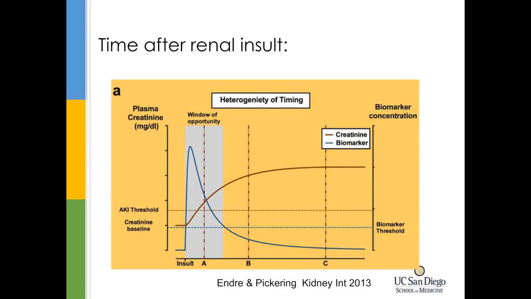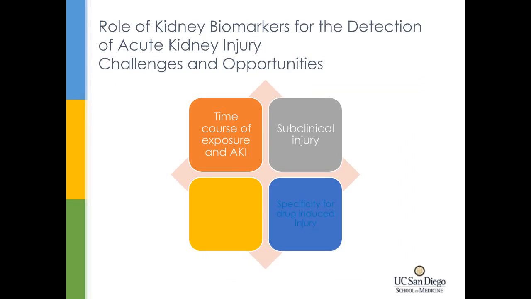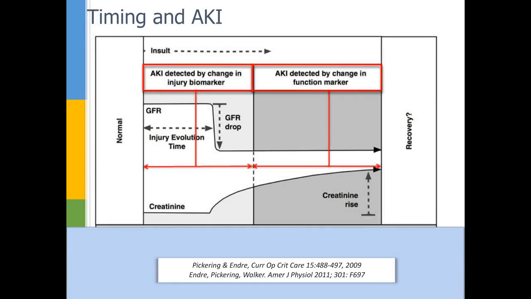And therefore, one of the key things here is timing after renal insult as to when you apply a biomarker. And as I've shown you before, the creatinine takes a little longer to rise, so an earlier time point of detection would reflect some opportunity that you may be able to intervene earlier. A second aspect, therefore, becomes: can you detect subclinical injury?